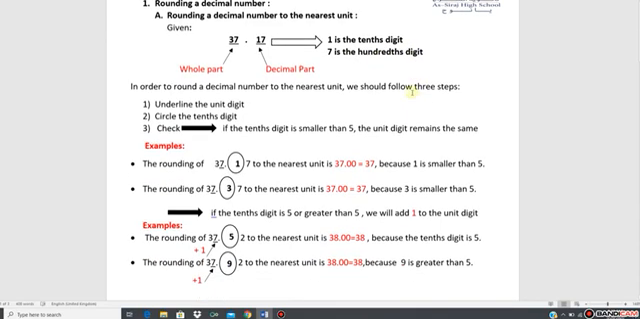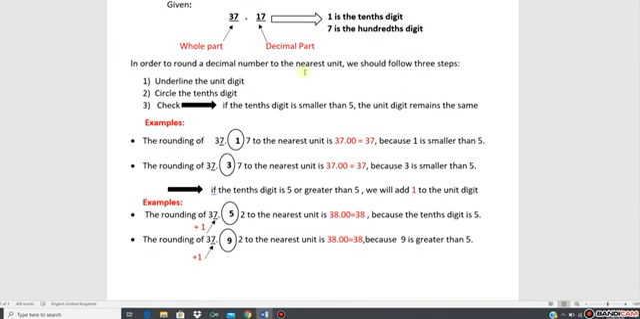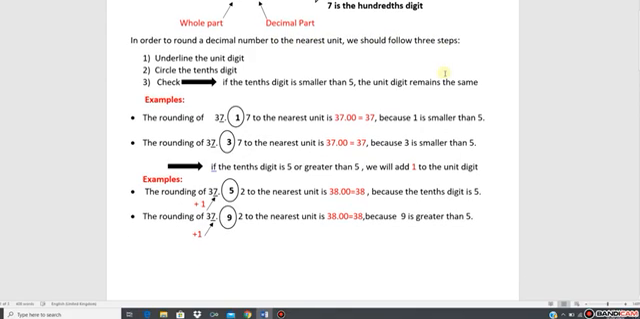Let's see here how to round the decimal number to the nearest unit. We should follow 3 steps. Okay, what are these steps? We should underline the unit digit, circle the 10th digit, and check. If the 10th digit is smaller than 5, then the unit digit remains the same.